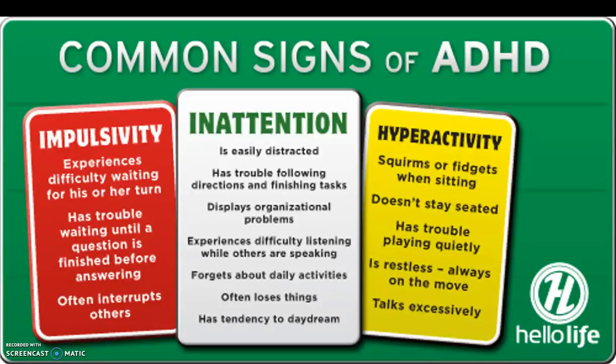Inattention has to do with being easily distracted, having trouble following rules and finishing tasks. Any student with organizational problems, the student who might be losing things often, forgetting to do activities given, daydreaming in class, those relate to inattention. And hyperactivity relates to a student who might be squirming or fidgeting when sitting. That student just can't sit still, can't remain in the seat, has trouble playing quietly, is very restless. And students who may be talking excessively. Those characteristics relate to hyperactivity.